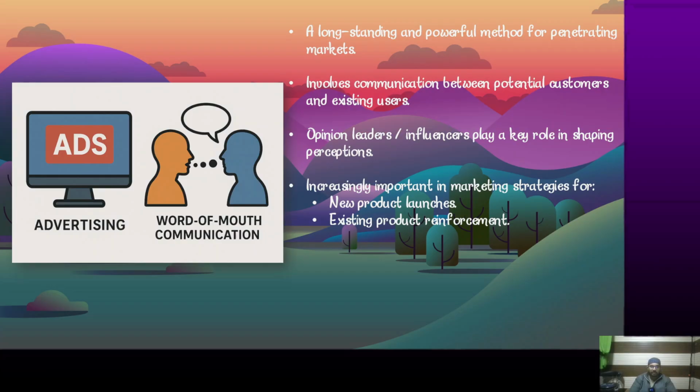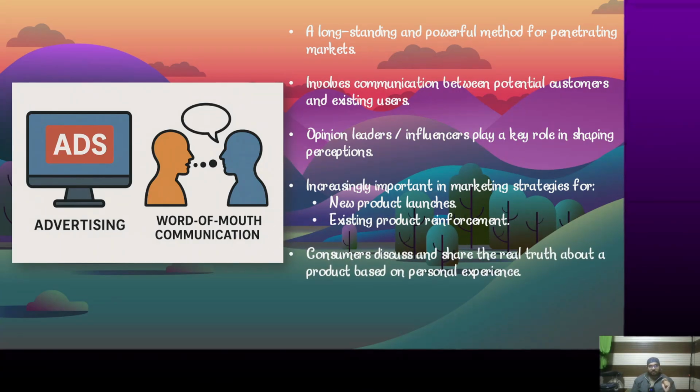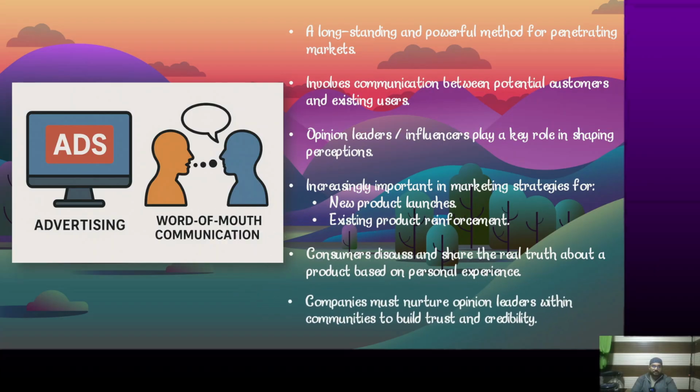Now, how can a company use this word of mouth communication? Because you might think that in word of mouth communication, the company may not have any role to play, but a company can cultivate these opinion leaders. The company can take the help of these influencers. They can orient the influencers about their product. And then these influencers can go and tell people about the changes in the product.